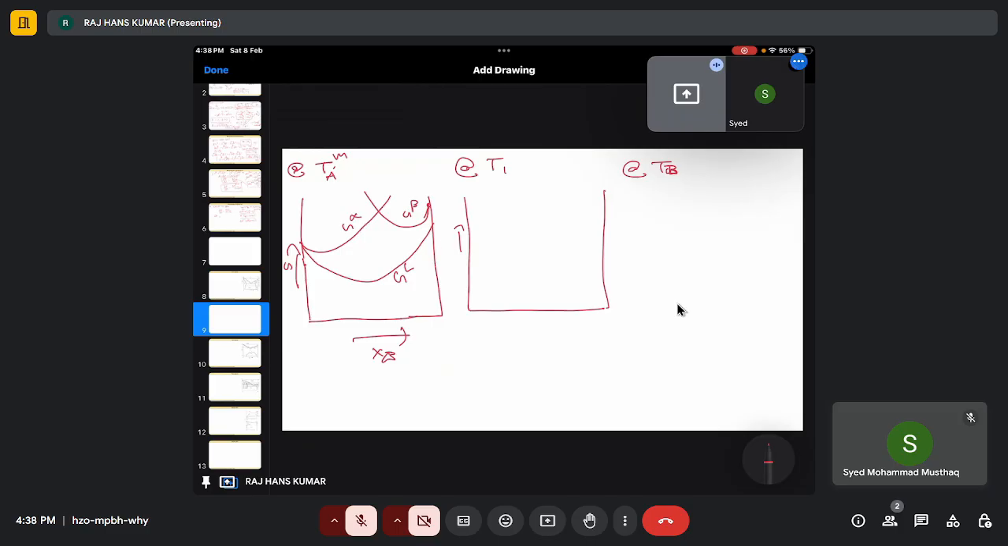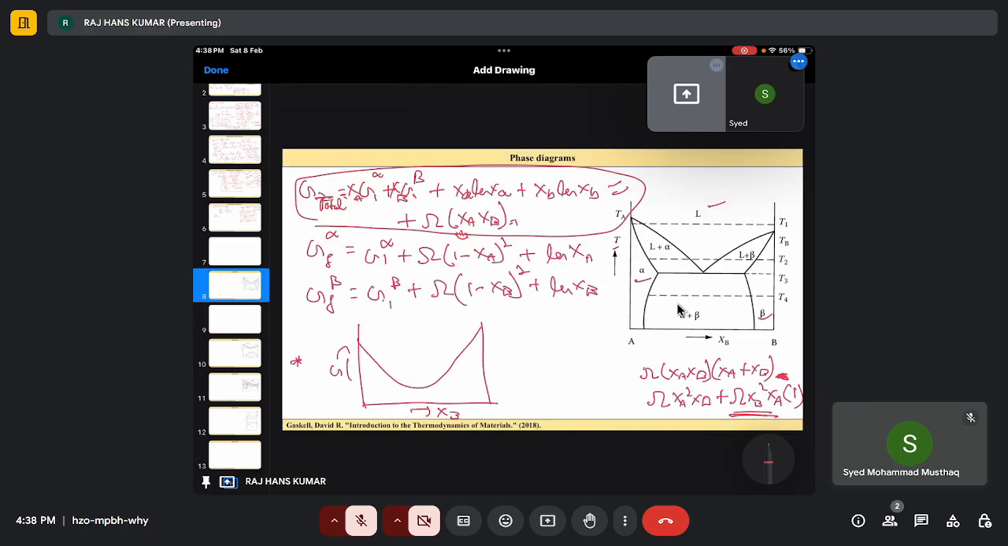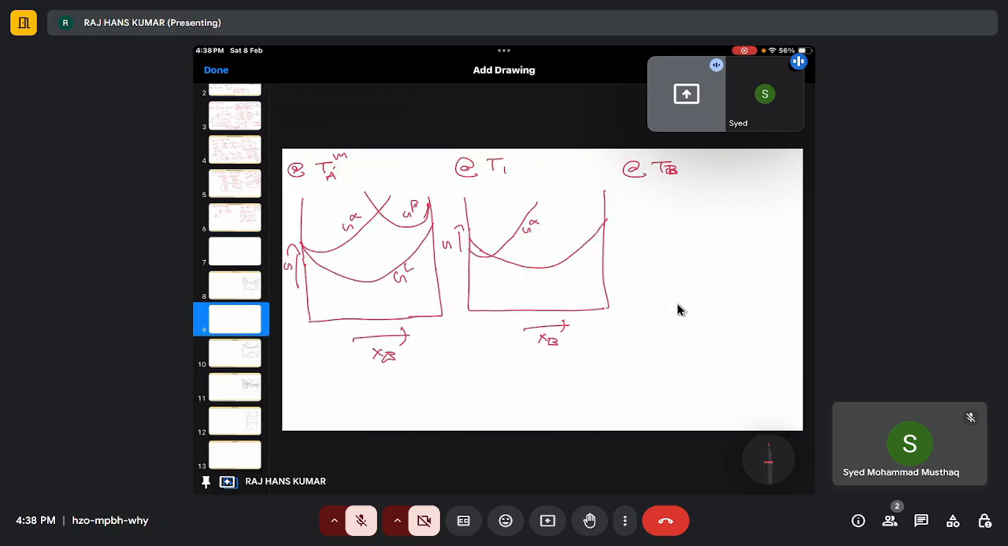So this is my G, this is my XB, the mole fraction of the atoms. First, this is my liquid, right? Now what about my G alpha value? At first the alpha is stable, then G alpha will go out. So this is my G alpha. Still the G beta is not stable, right? So G beta will come close.